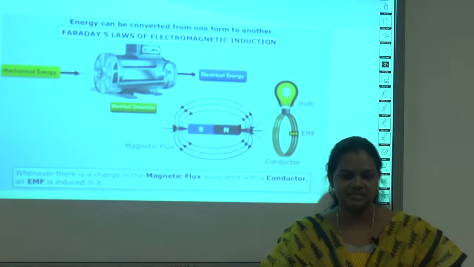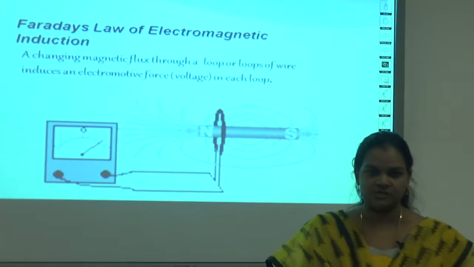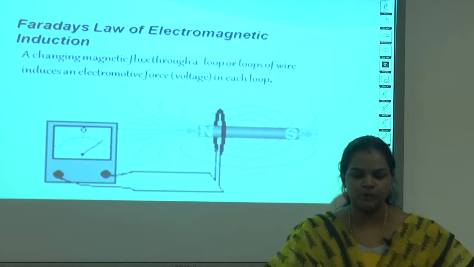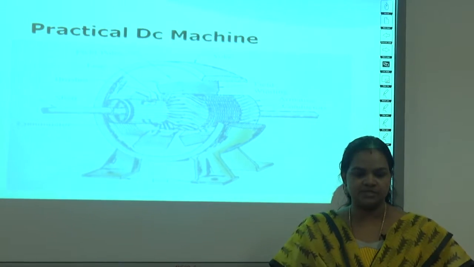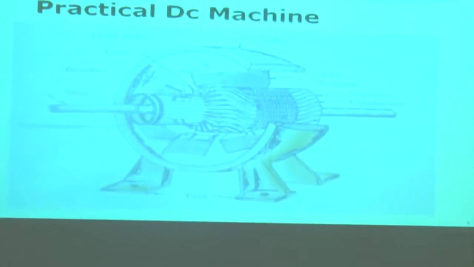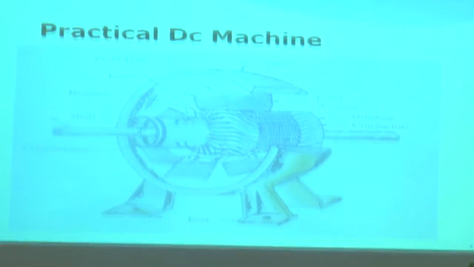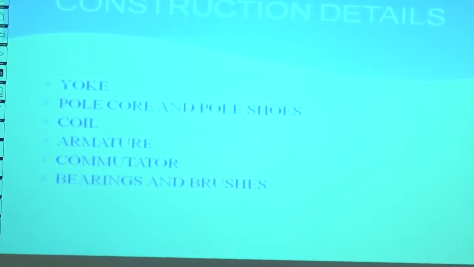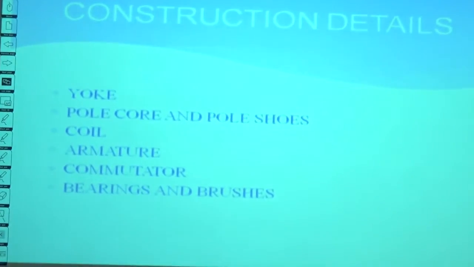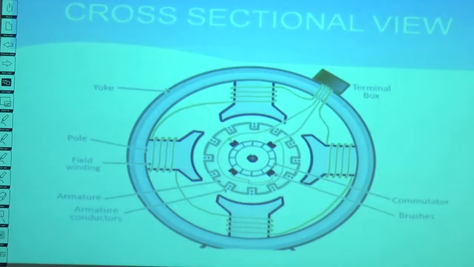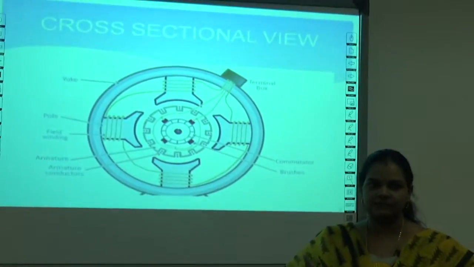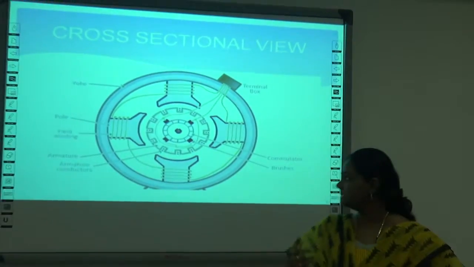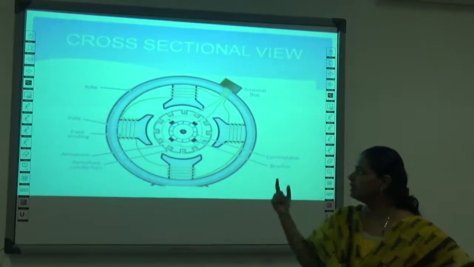Going towards the construction of a DC machine, there are 6 important parts which make up an ideal or practical DC machine. So what are these parts? Looking over here, you can see a yoke. What is that yoke? These are the 6 important parts I have told previously, and this is a cross-sectional view of a DC generator. That was the practical front view, and this one is a cross-sectional view. And what is this yoke?